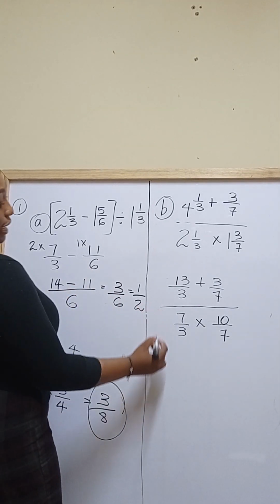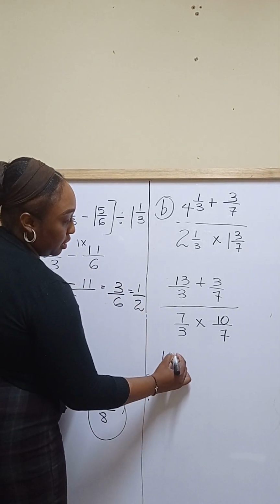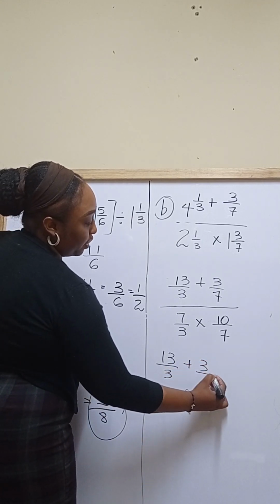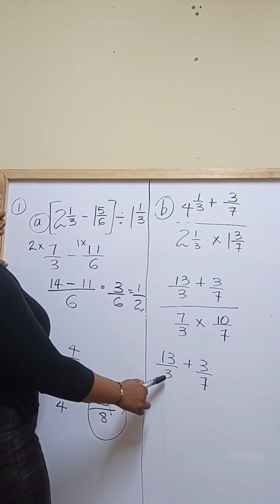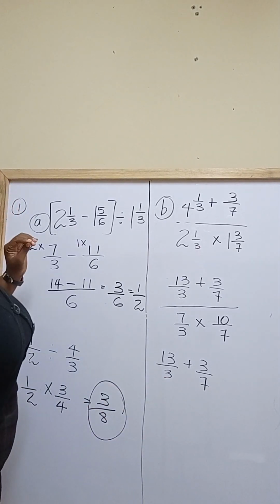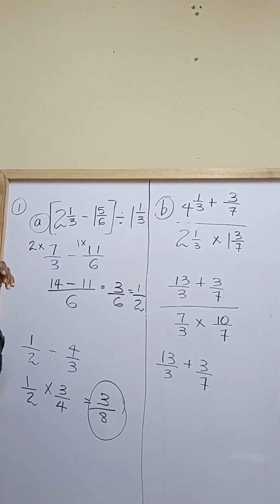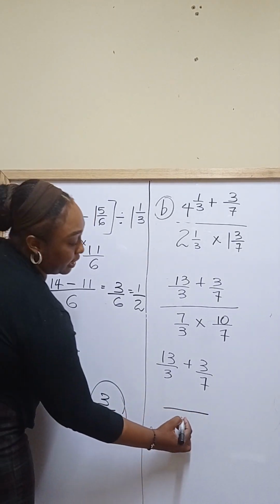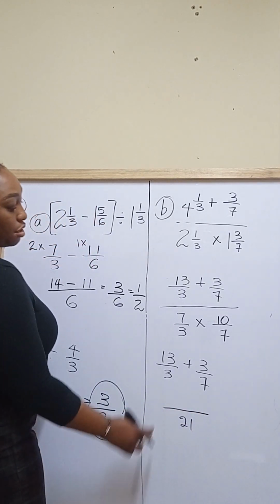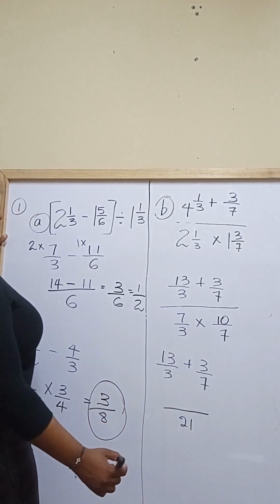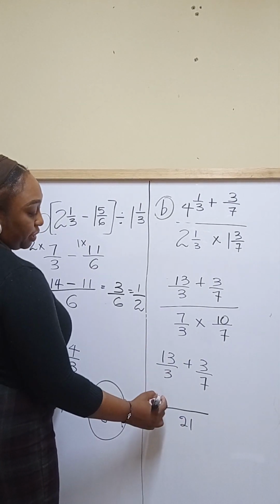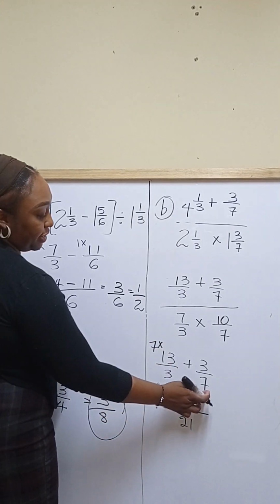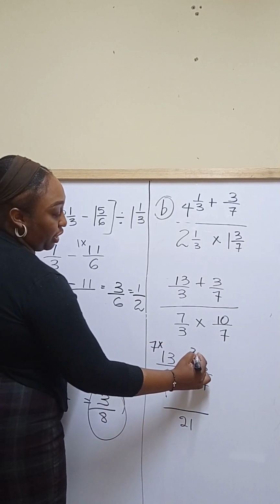So now we will do the numerator of the fraction. So we will look at 13 over 3 plus 3 over 7 first. Now remember, we are adding two fractions with unlike denominators, so we are finding the LCM. The LCM for 3 and 7 is 21. 3 into 21 will give us 7, and 7 into 21 is 3.